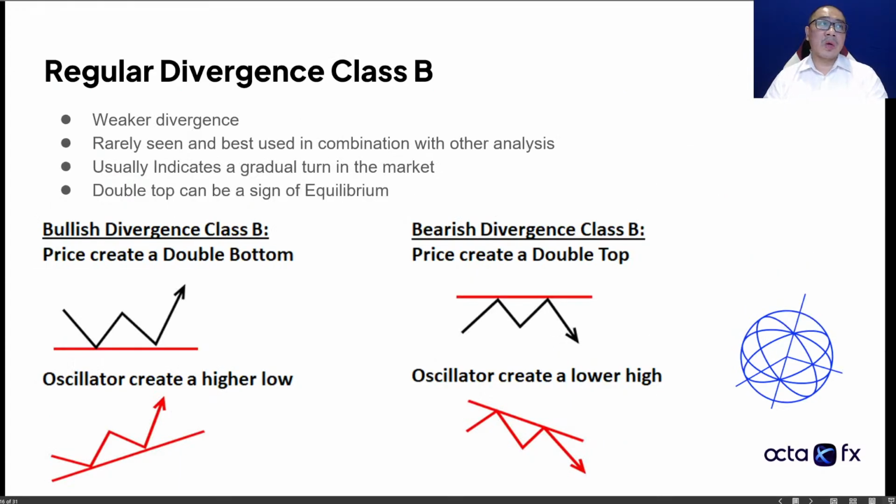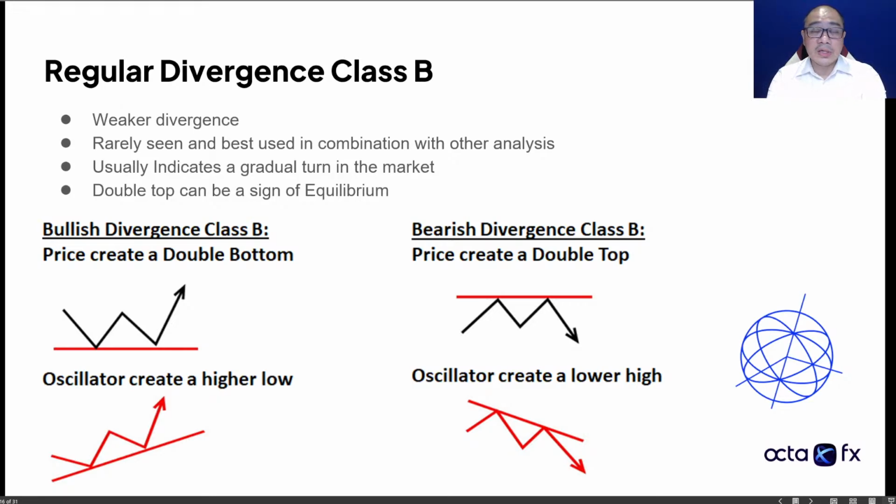Okay, next up we are talking about class B regular divergence. It is a weaker divergence. It's rarely seen and best used in combination with other analysis. Usually indicates a gradual turn in the market. So something that's a little bit slower is going to form. If the market's going to reverse slower, then it's likely going to form a class B divergence.